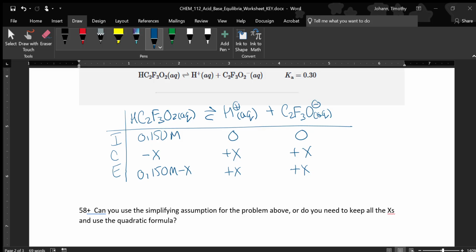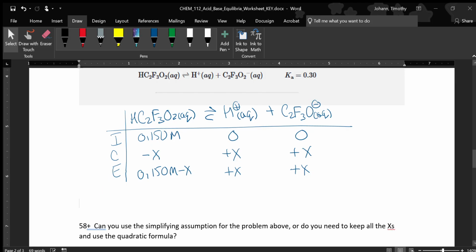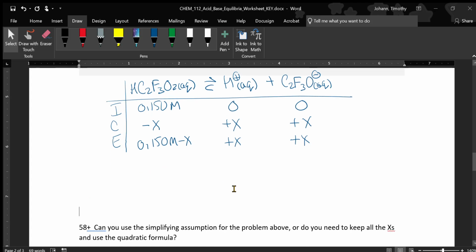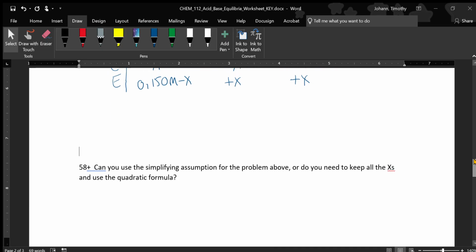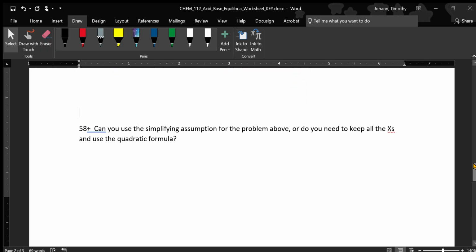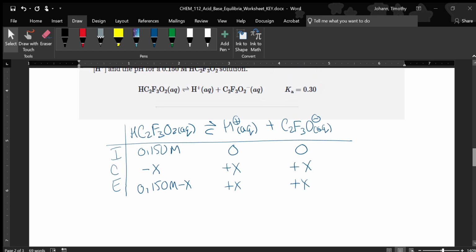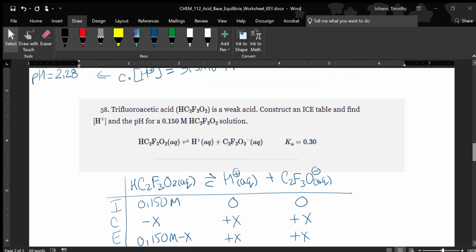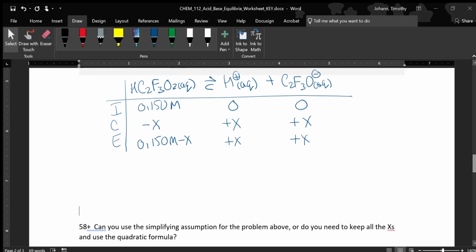I'm going to go ahead and give us some more space down here to do the rest of our problem. Okay, maybe one less. But I actually want to come down here first and ask my next question. Okay, so can you use the simplifying assumption for the problem, Robert? Do you need to keep all the x's and use the quadratic formula? Well, my Ka is 0.3 and my concentration is 0.15.